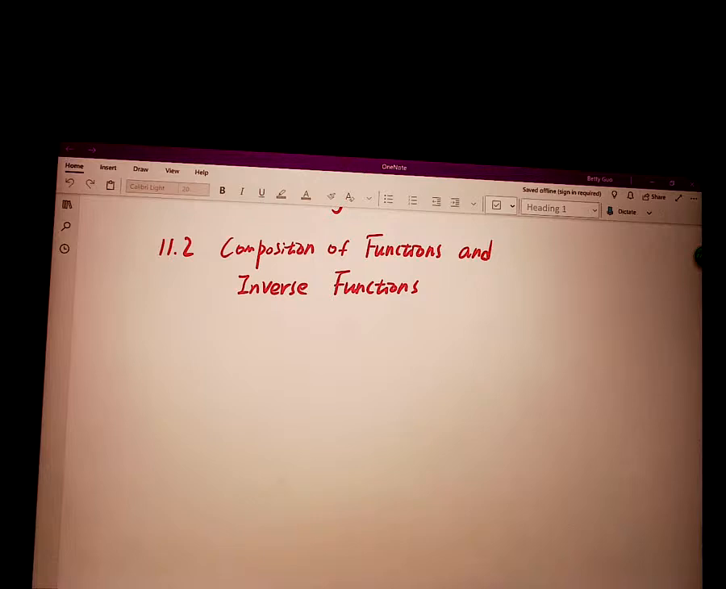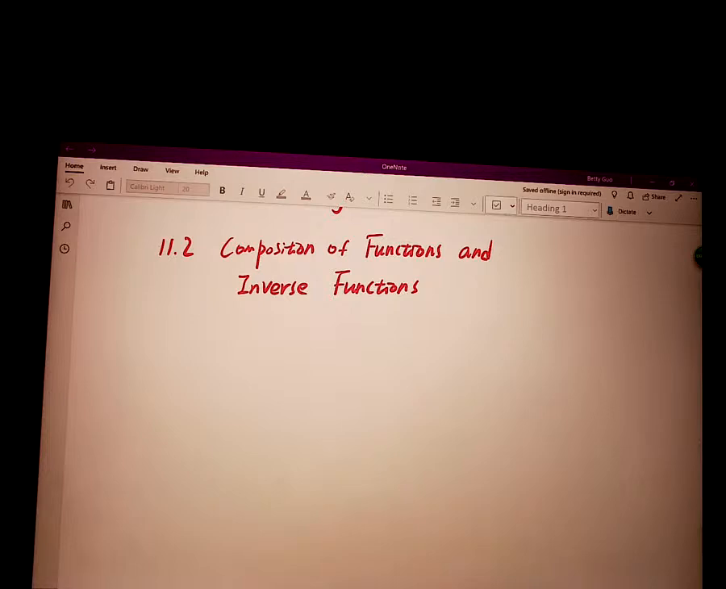All right, in this video we are going to cover section 11.2. We're going to have two videos for this section. This is part 1 of 11.2. We are going to talk about composition of functions, composite functions, in this video. And in the next video, we're going to talk about inverse functions.